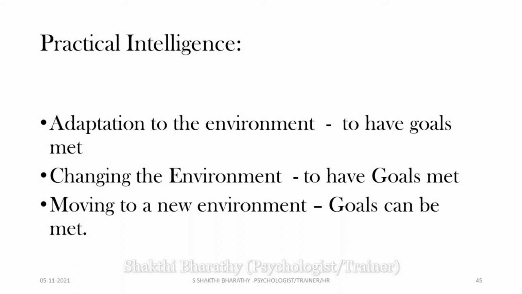So in measuring this facet, not only mental skills but attitudes and emotional factors that can influence intelligence are measured. So this practical intelligence is a combination of, number one, adaptation to the new environment in order to have goals met. Either they will adapt themselves to the environment to meet the goal, or number two, they will change the environment in order to have goals met. Number three, if adaptation is not possible and changing the environment is not possible, then they will move to a new environment in which the goals can be met. So these are the three practical intelligence combinations he has given in this.